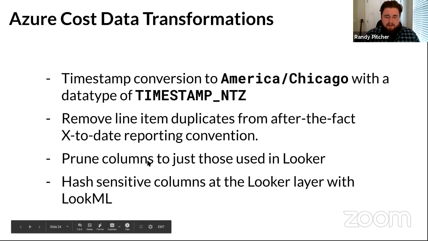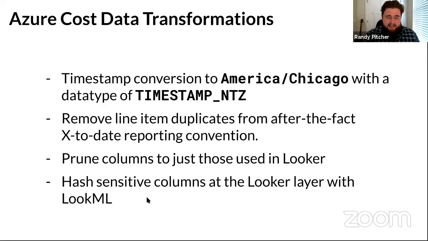Next, I prune columns just like before, and then I hash sensitive data. I found in Azure, everyone's favorite thing is to put a client name in some amount of work. We separate a lot of our Azure work by the client that we're working on. So I couldn't show that. So we hash those. That saved me a ton of rework by being able to use LookML for that.